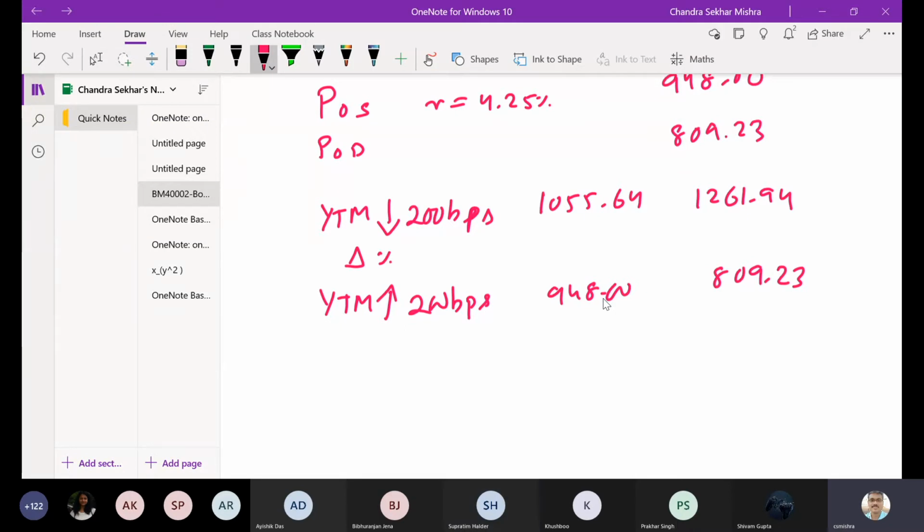So what is the delta percentage from the previous month? 1000 rupees was there. How much percentage change is there? 5.5% plus. Here how much? 26.194% plus. Simple, na? Similarly, how much percentage down here? 1000 became 948, means how much down? 5.2%. Correct or not?